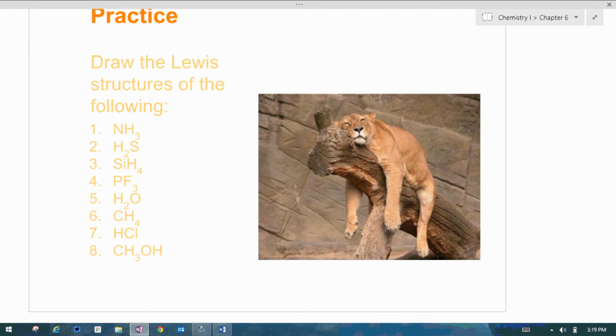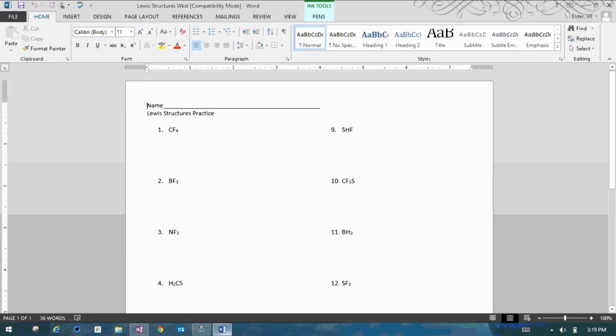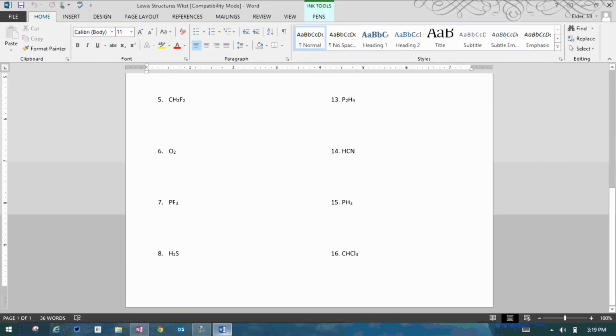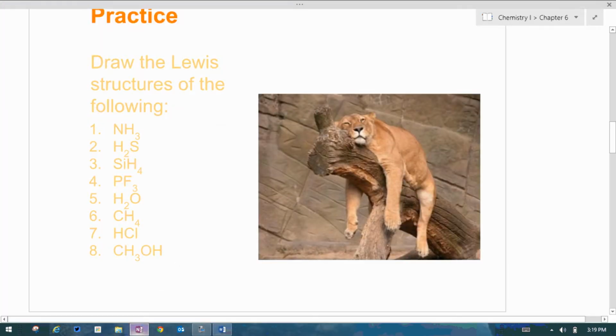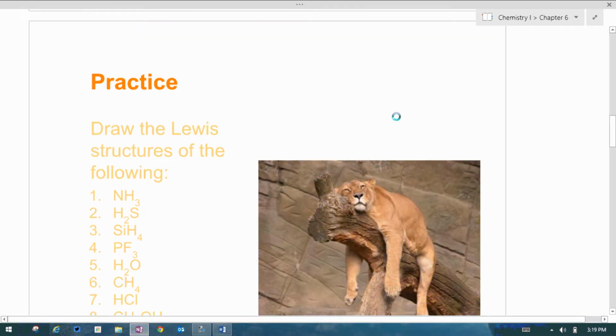And then after we do that, you guys have a little bit of homework that will be due on Monday, and that is to complete this Word document, which is just simply called Lewis Structure Worksheet. There are 16 problems on here, and hopefully after we do the practice problems together, you'll kind of have a good idea of how to do that, and you'll be good to go for Monday's class. So without further ado, let's go ahead and look at your homework from last night.